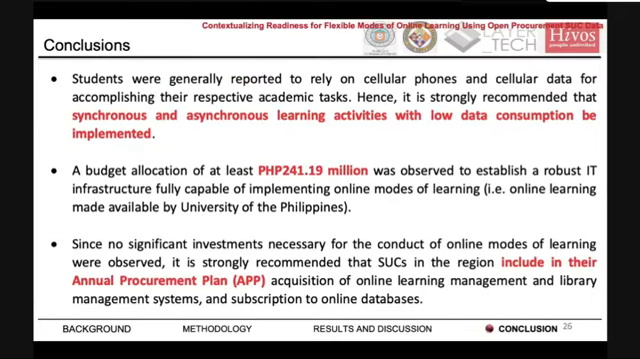So for the conclusions and recommendations, we have 5 in total. Let me read the slide. The students were generally reported to rely on cellular phones and cellular data. Hence, this research strongly recommends that synchronous and asynchronous learning activities with low data consumption must be implemented. And a budget allocation of 41.19 million must be observed to establish a robust IT infrastructure that is fully capable of implementing online modes of learning.